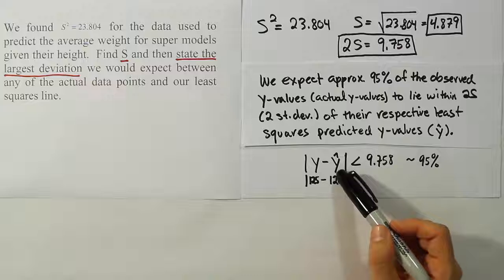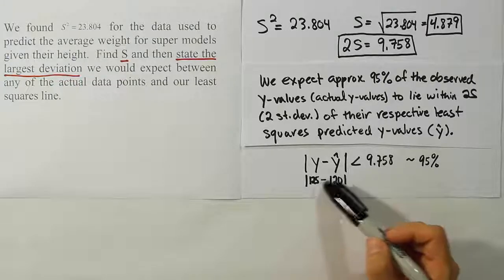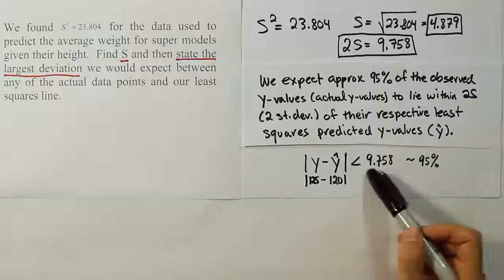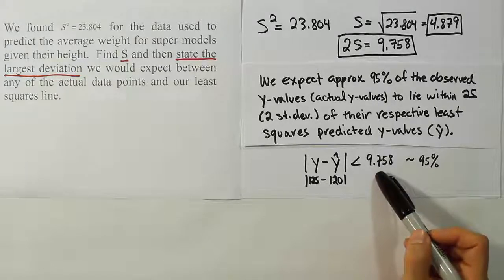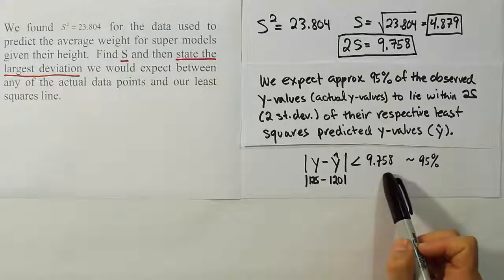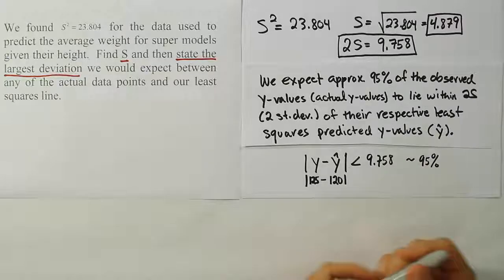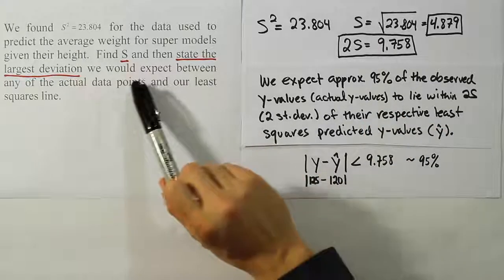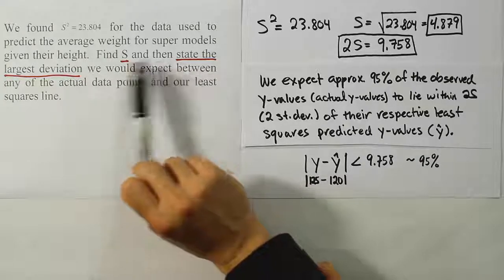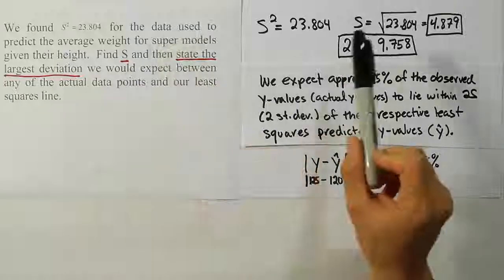On average, the error is 0. So on average, we get the prediction right, but that's on average. Of course, for a particular observation and prediction, we're going to have error. And this gives us a kind of bound, a set of boundaries. We don't expect to underpredict or overpredict by more than like 9.758 very often. In fact, only about 5% of the time will we mispredict by something larger than this. Okay, so that's the interpretation of s. And to answer this last question, when it says state the largest deviation we would expect between any of the actual data points and our least squares line, that answer is simply 2 times s.